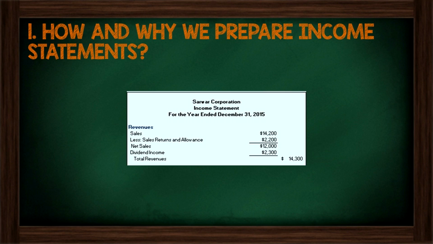So the second part of the income statement is to list and fill out your revenue section. Okay, we always do revenues first. So in the revenue section, there are 2 things we do.